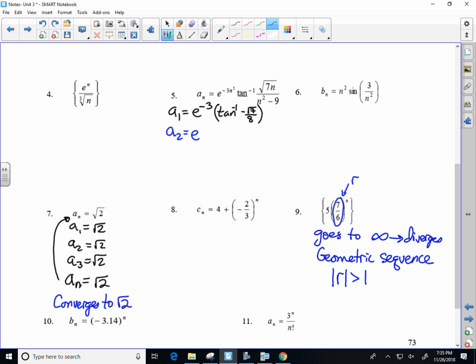So 2 to the 5th power is 32. So negative 96. Inverse tangent. Plug in a 2. We're looking at rad 14 over negative 5. So negative rad 14 over 5. Okay, so I think we have it. I'm going to do one more to play it safe.